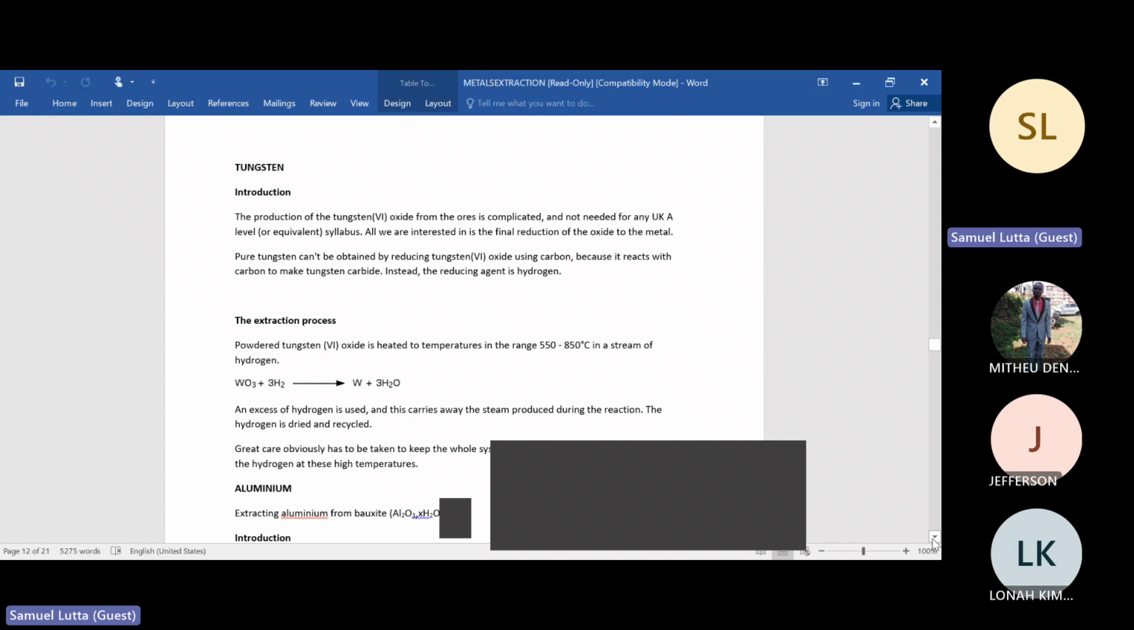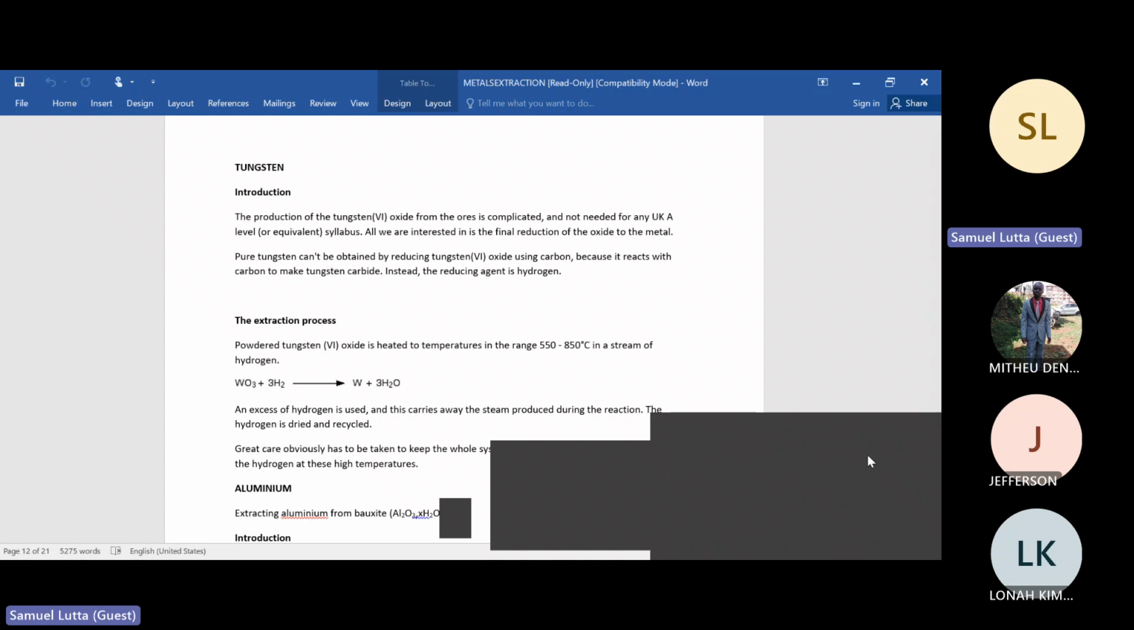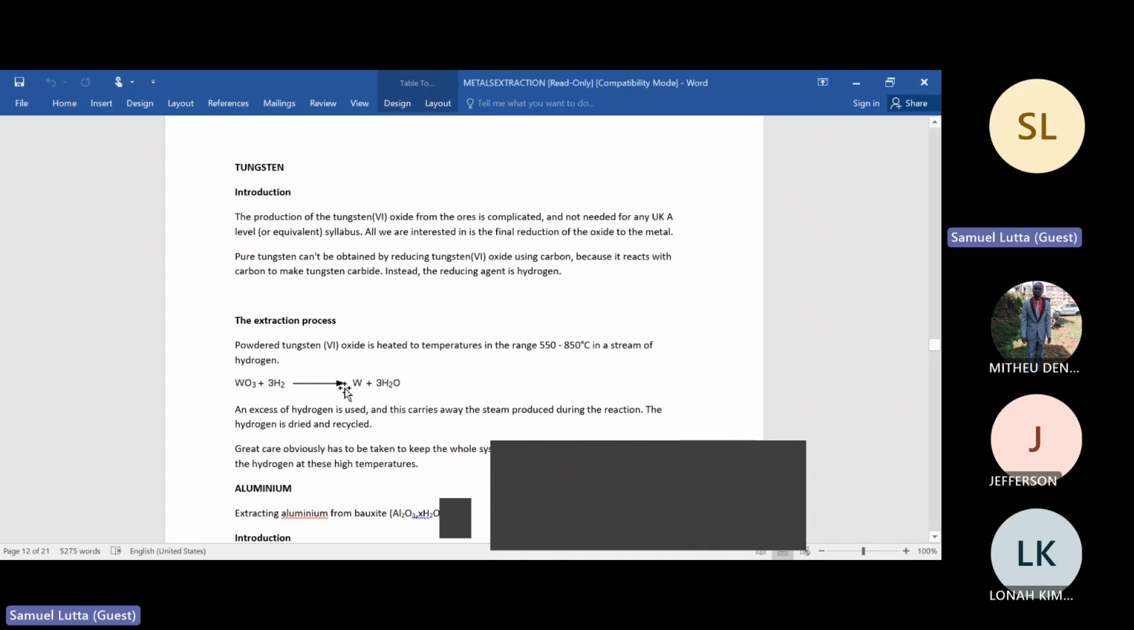Just like titanium, you get titanium carbide. So we avoid using carbon to reduce. To reduce tungsten, we use hydrogen. So tungsten oxide plus hydrogen, you get tungsten plus water. And of course, the excess hydrogen can be carried away and be used for other processes like the Haber process. So this is what you get from the process.